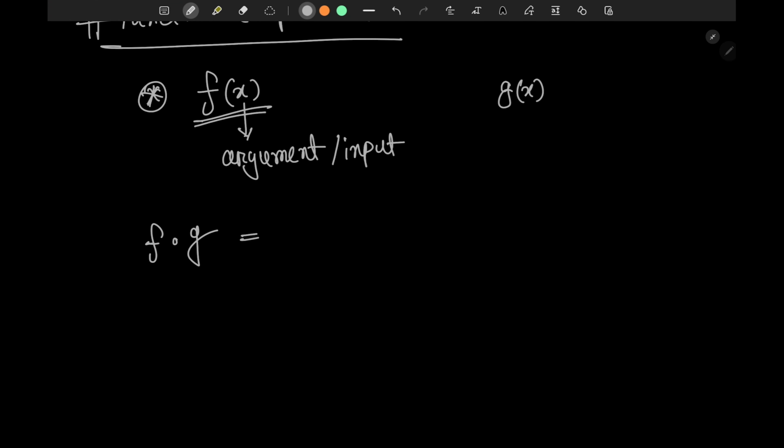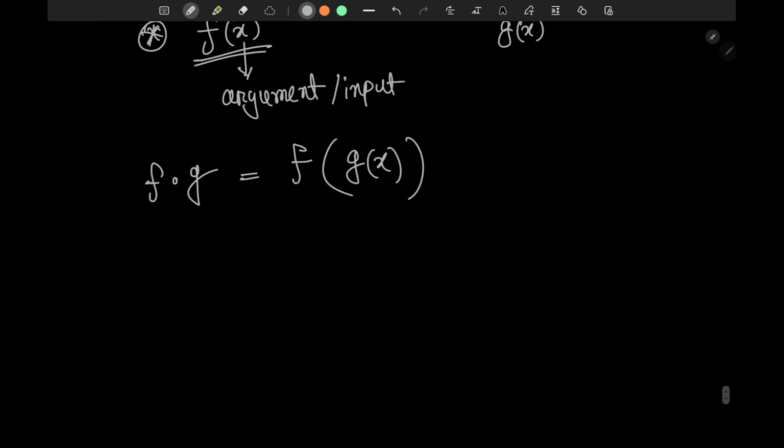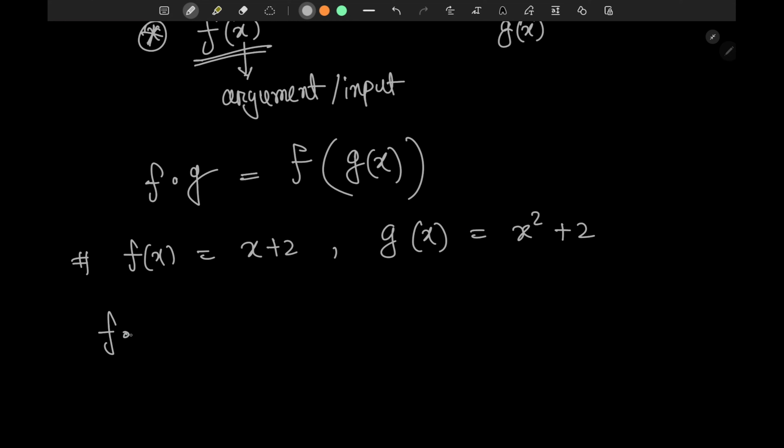People can use this notation, and what this means is that you use g of x as the argument of f of x. So instead of x in the argument of f, you now use g of x. Okay, how does this work? Let's see an example. Let's say my f of x is x plus 2, and my g of x is x squared plus 2. Now I want to find out f of g. This is read off as f of g. That means I'm using g of x as my argument for the function f.